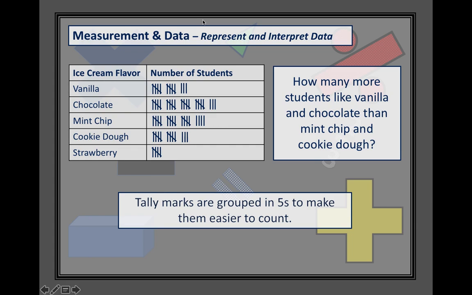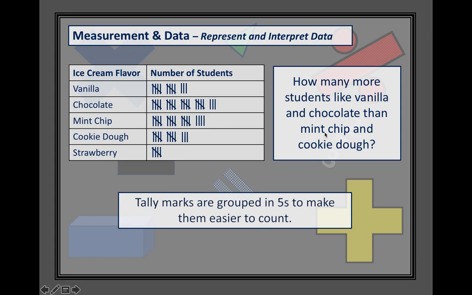So in our first question, we're being asked how many more students like vanilla and chocolate than mint chip and cookie dough. So to figure that out, we're first going to combine the vanilla and chocolate. So we'll count them up with 5, 10, 15, 20, 25, 30. Add 3 on gives us 33. 3 more makes 36. So 36 students like vanilla and chocolate.